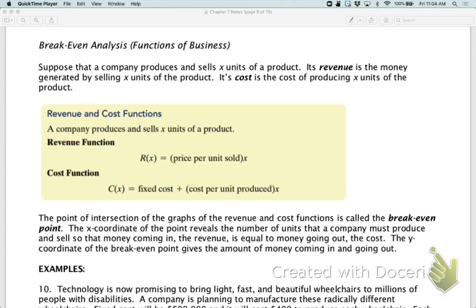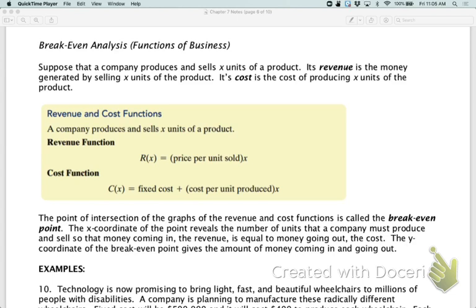So the two terms that we're going to be using is if a company produces and sells X units of some product, its revenue is the money that is generated by selling however many units of that product. Okay, so revenue is the money that you bring in. The cost is the cost of producing the units, like the overall total cost, including all of those factors that we just talked about. Okay, so the cost and the revenue functions are typically going to be linear models.